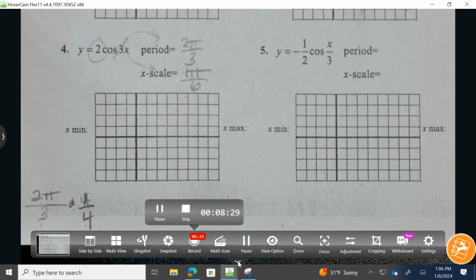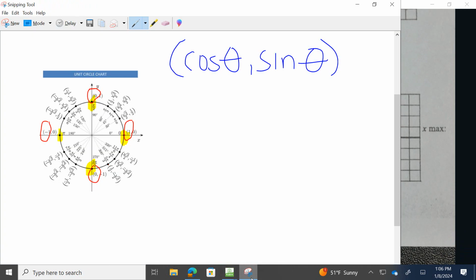Let's start, how do we graph this? So notice we're working with cosine now. In cosine, this particular equation was y equals 2 cosine of 3x. All right, so let's look at the cosines. I've circled them in red. Remember, it's always cosine before sine.